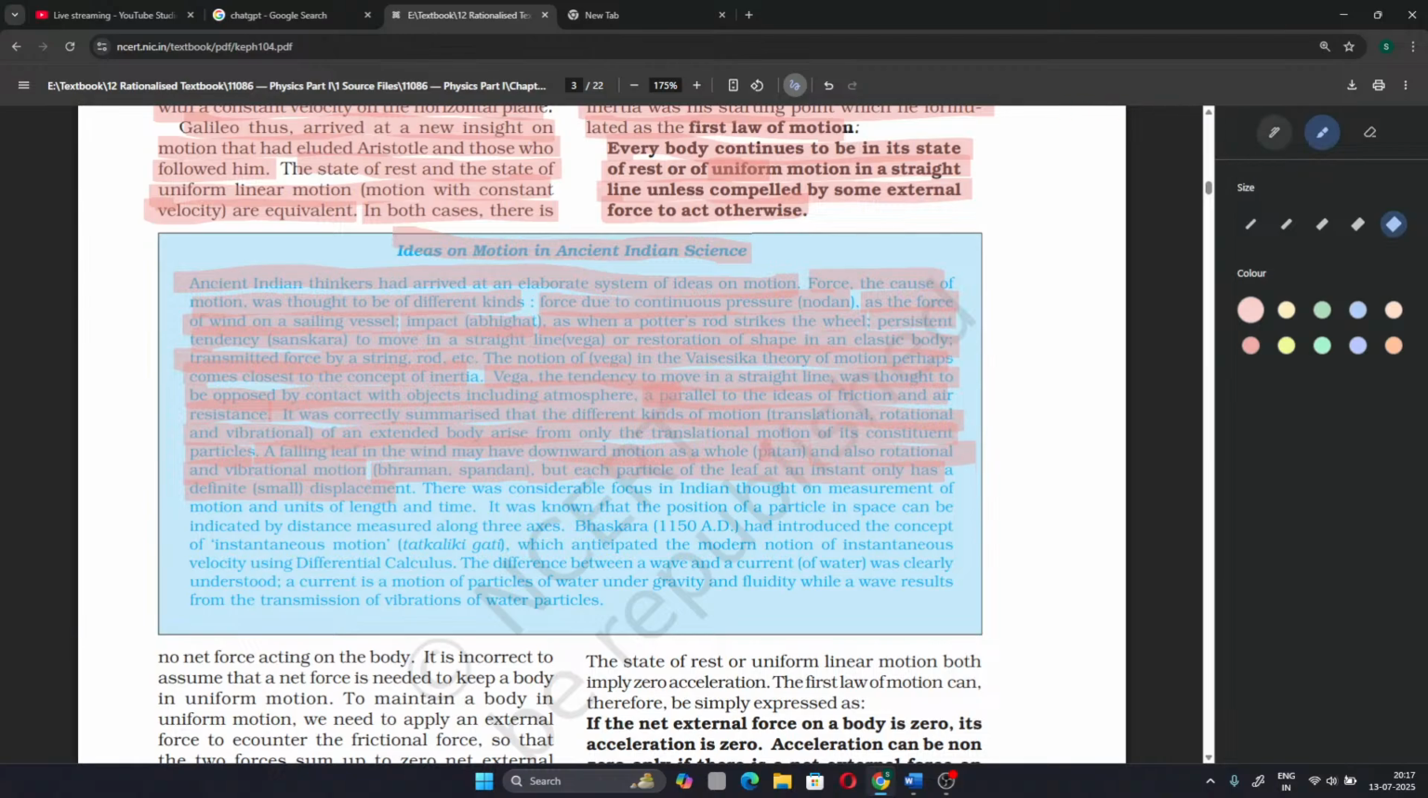Basically, if we have a curve like this, we can divide it into many kinds of straight lines based on slopes or anything like that. They are saying that any kind of motion here can be described in terms of small amounts of translational, or straight line, motion. There was considerable focus in India on the measurement of motion and units of length and time.